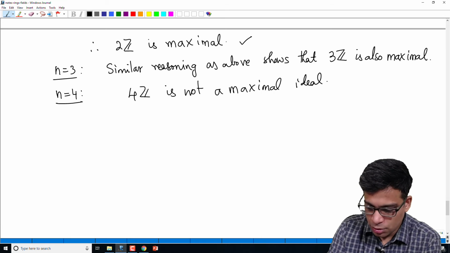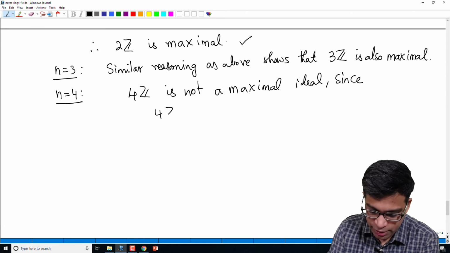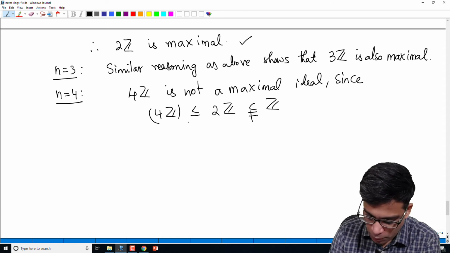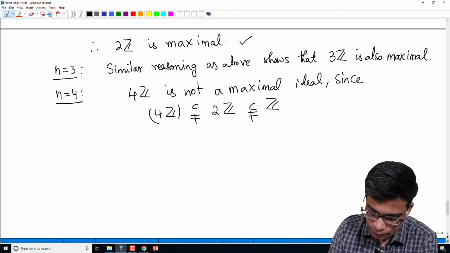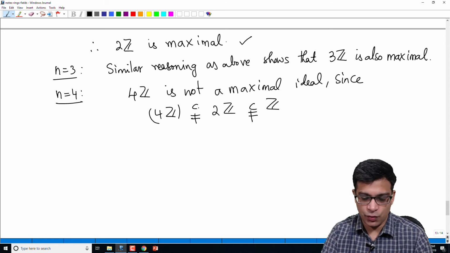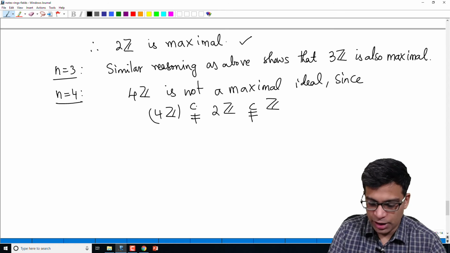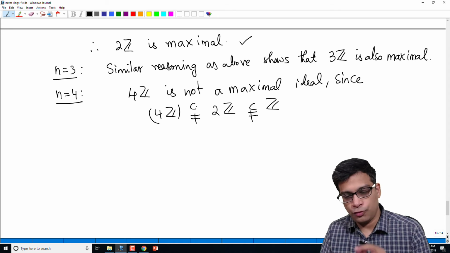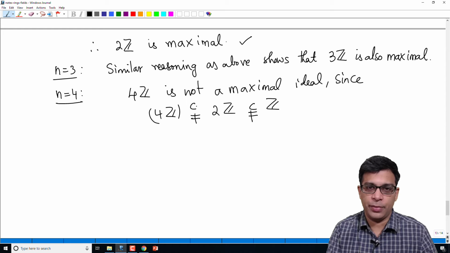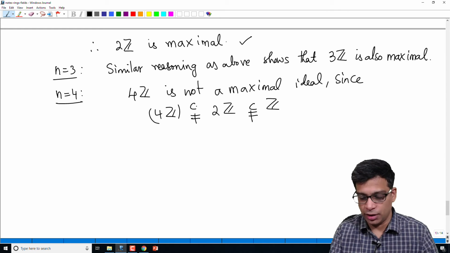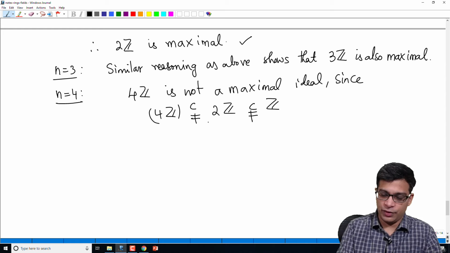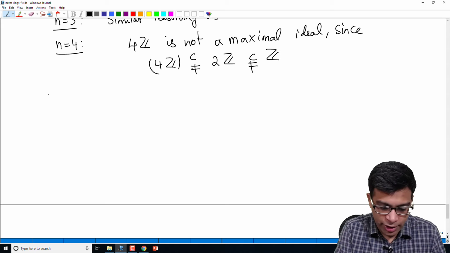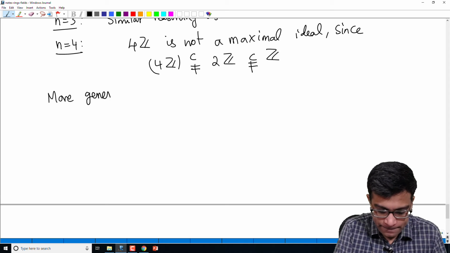Why is that? Since 4Z is contained in 2Z, which is contained in Z, this is proper, this is proper. Right? 2Z means all even integers, 4Z means all multiples of 4. Certainly every multiple of 4 is even, so 4Z is contained in 2Z. But 2Z contains 2, 4Z does not contain 2, so this is a strictly bigger ideal. And 2Z of course is not the entire ring, so there is something strictly in between 4Z and Z. So this is not a maximal ideal.